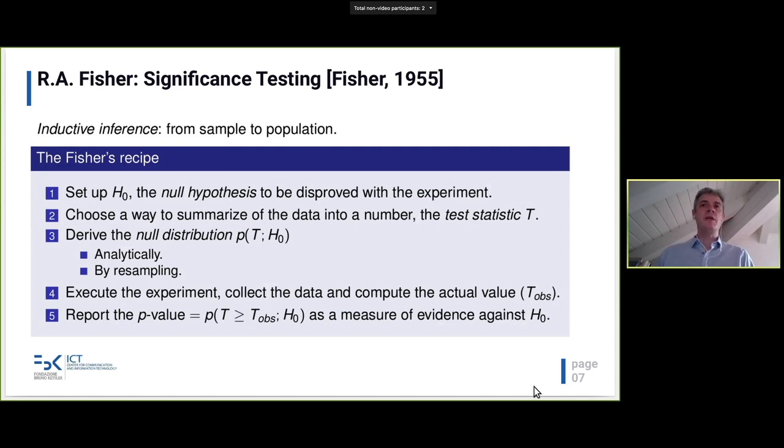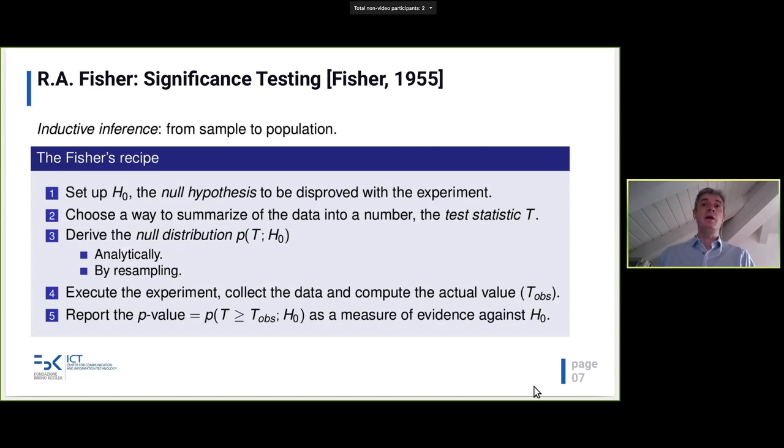First of all, you have to set up a null hypothesis. That's the one that you want to disprove with the experiment, that basically there is no effect in your data. The second step: you have to choose a way to summarize your data into a number. This is called a test statistic, like in the t-test, it's the t, or it could be the average. Or here we are talking about decoding, so it's like the accuracy of the classifier or the number of correct predictions of your classifier. But we will see that in a minute with an example.